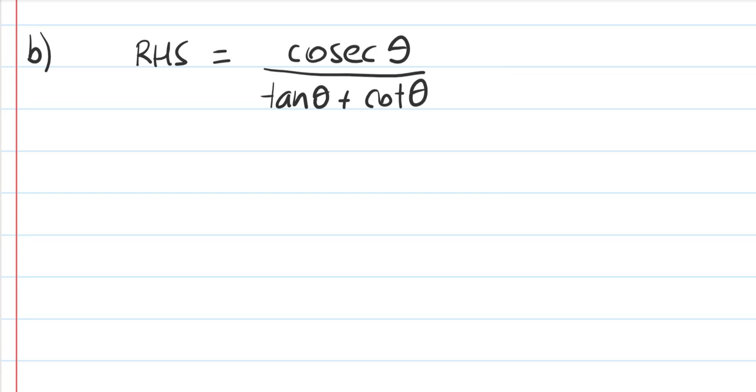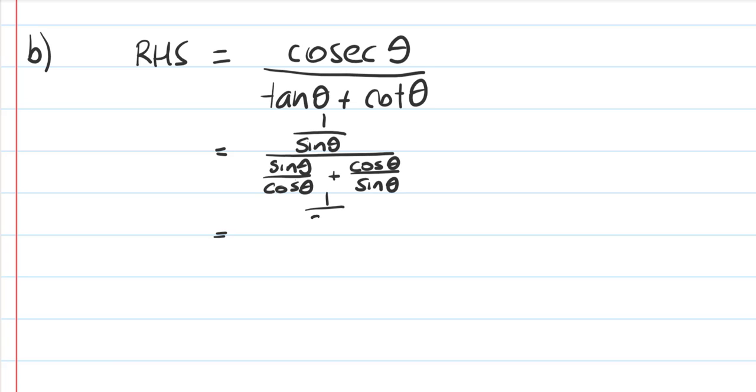cos and sine. So this is equal to cosec theta, which is 1 over sine theta, over tan theta plus cot theta, which is sine theta over cos theta plus cos theta over sine theta. Now this is a little bit too messy for my liking, but I'm going to keep it as a single fraction for one more round, and then we'll move away from that 4-part fraction.